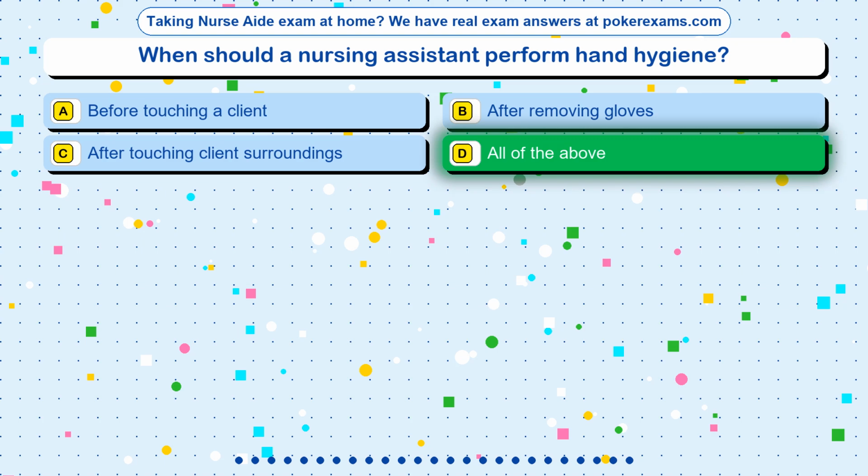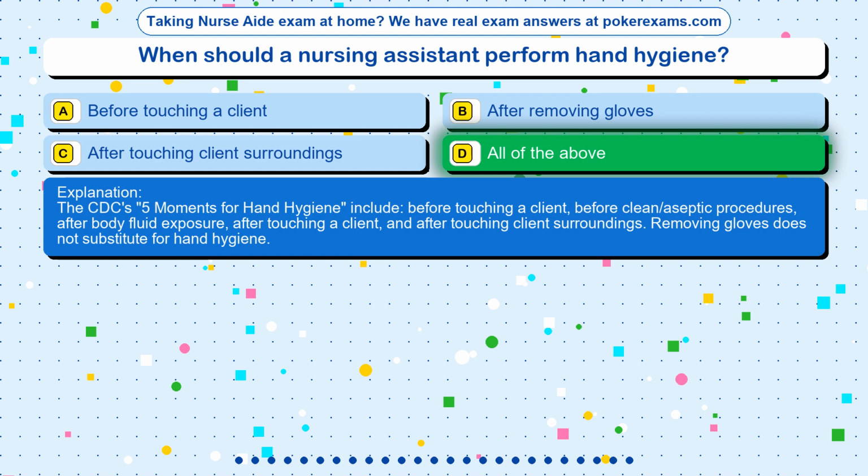The correct answer is option D. All of the above. The CDC's 5 moments for hand hygiene include: before touching a client, before clean/aseptic procedures, after body fluid exposure, after touching a client, and after touching client surroundings. Removing gloves does not substitute for hand hygiene.